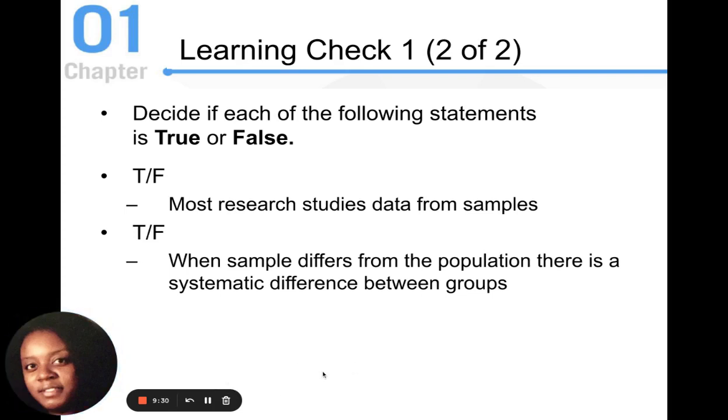Here is a second learning check. I want you to decide if each of the following statements are true or false. The first statement is most research studies use data from samples. True or false? Or when a sample differs from the population, there is a systematic difference between groups. True or false? Give you a few minutes to think about both of those.